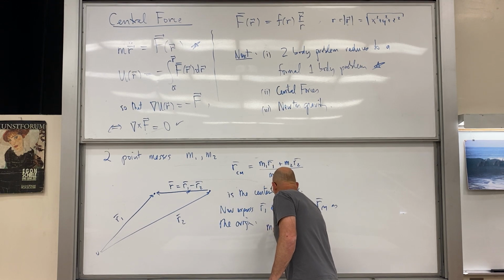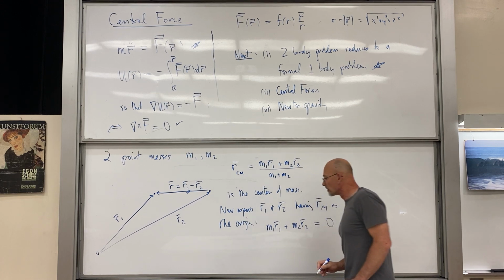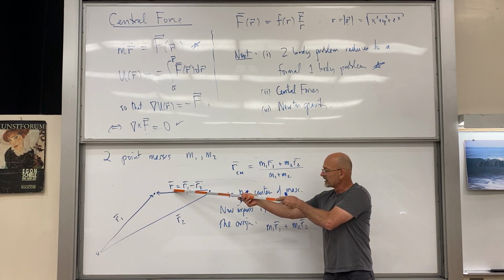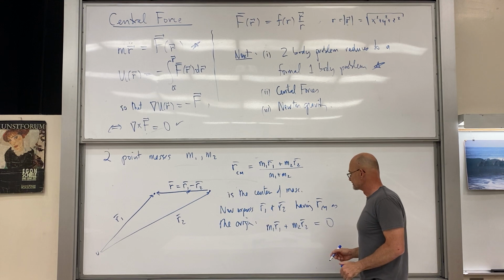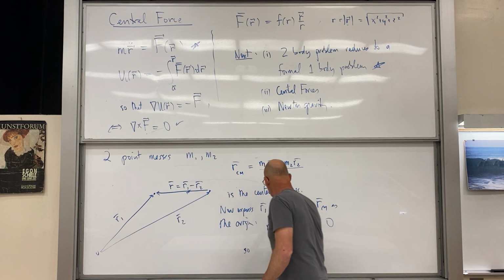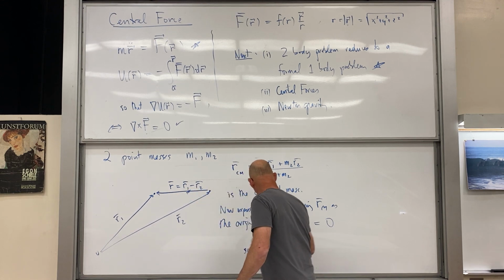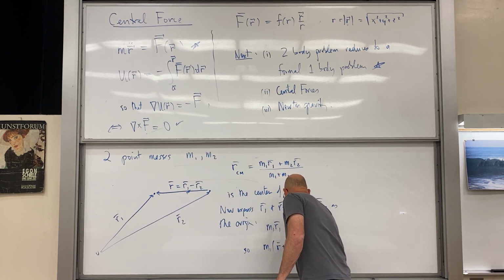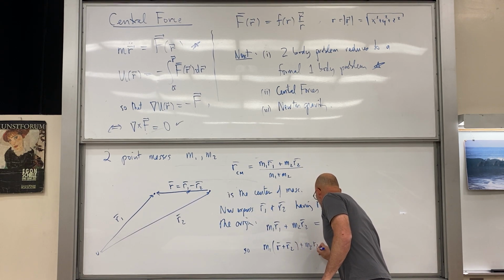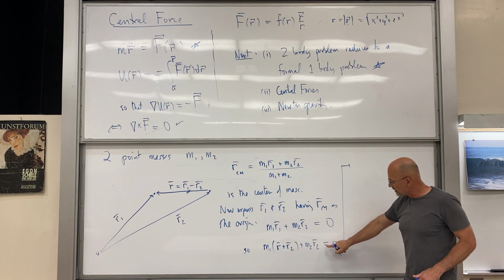So we have m1 r1 plus m2 r2 equals 0. We have that equation, and we have this definition with the difference vector here, r. So we can say m1, and we'll just solve for r1, that's r plus r2, plus m2 r2 is equal to 0. Coming up to here, so now we're going to solve for r2.